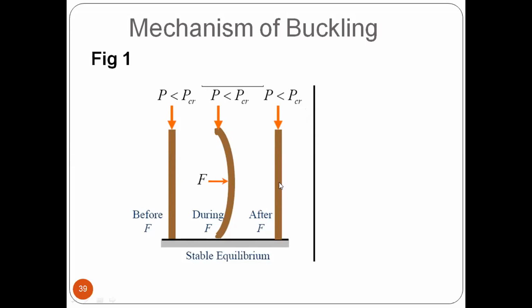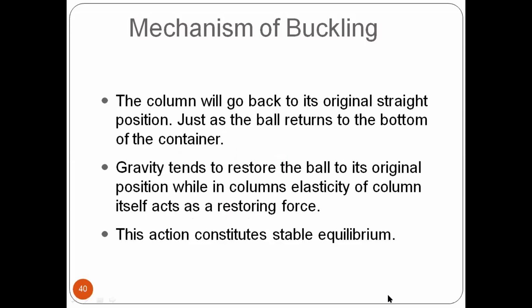So in this mechanism, what happens? Your member is at a stable equilibrium. Your member never goes under permanent failure. This is a stable equilibrium condition. Okay. So you can see before, during, and after, right?